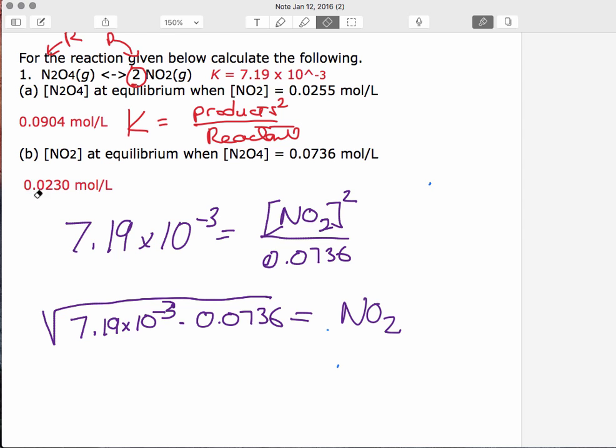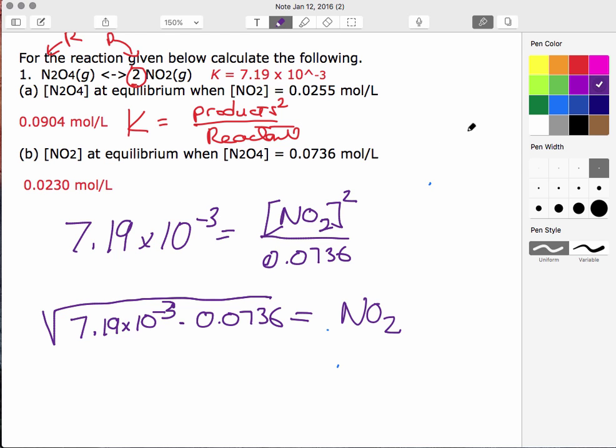You're going to find that this value is 0.0230 moles per liter. And again, you don't have to do that yet. You're a few weeks out from this, but you can watch this video when you're ready. I hope it helps.